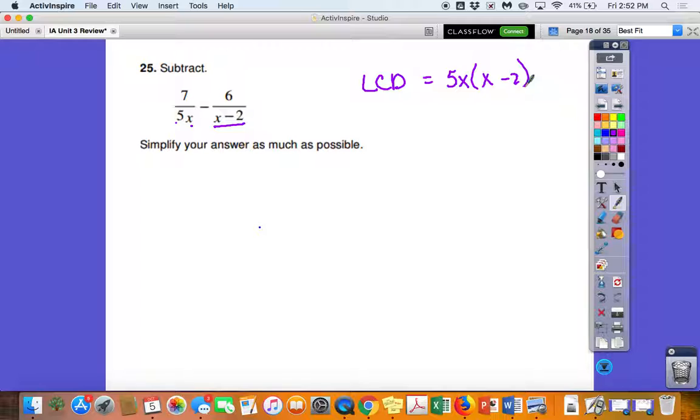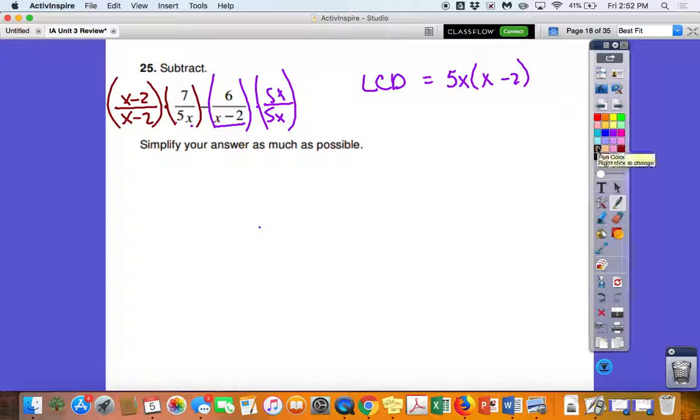Okay, so when I'm going to work with that, this first fraction is missing the x minus 2. So you want to multiply top and bottom by x minus 2. Go ahead and section those off. Okay, when you get to the next fraction, he's missing the 5x. So stack it up. And y'all, I'm hoping y'all remember, you're stacking it up like that because anything over itself is just 1. We're not changing the value, we're just changing what it looks like.